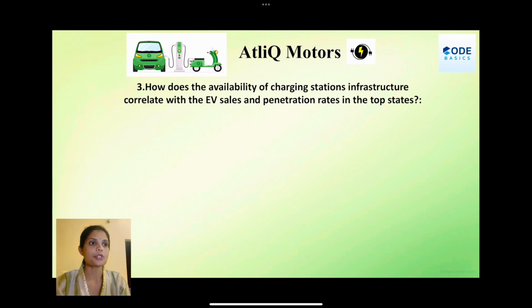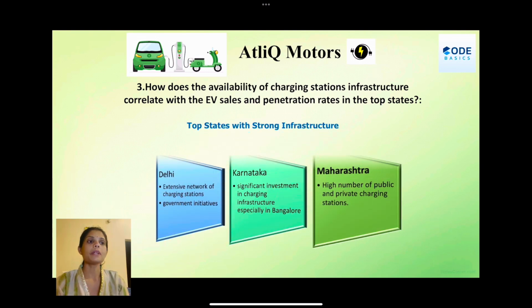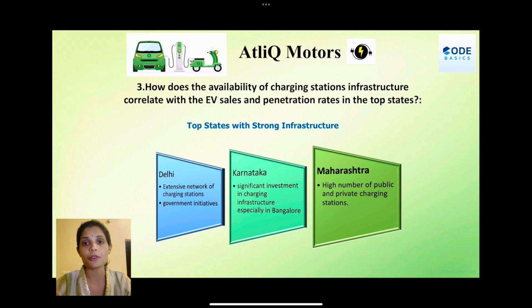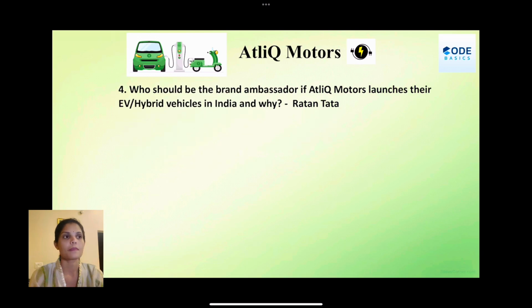Now the third question is, how does the availability of charging station infrastructure correlate with the EV sales and penetration rate in the top 5 states? The availability of charging stations is crucial for the adoption of EVs. States with well-developed charging infrastructure, such as Delhi, Karnataka and Maharashtra, tend to have higher EV sales and penetration rates. Now let us see question number 4.